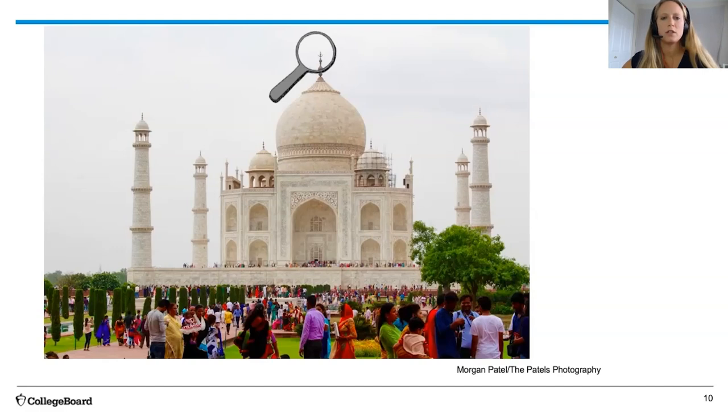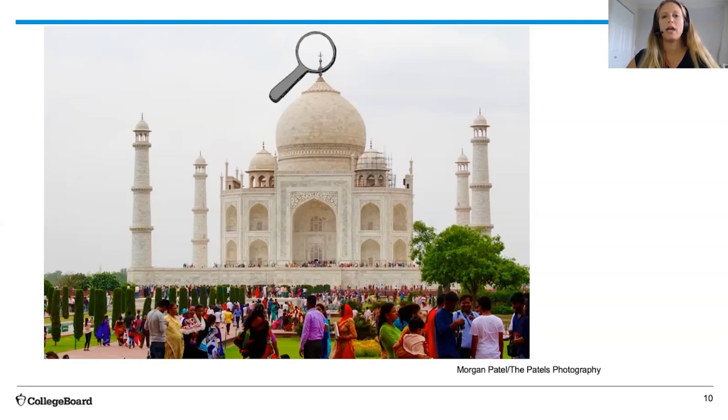So I zoomed in on the top of that symbol on top of the dome. This is a photo I took of Taj Mahal while I was in India, because the little symbol on the top is actually a crescent moon. So you should be able to associate that with Islam. And this architectural style, which is also displayed in the next two photos, is very, very common in Islamic architecture.